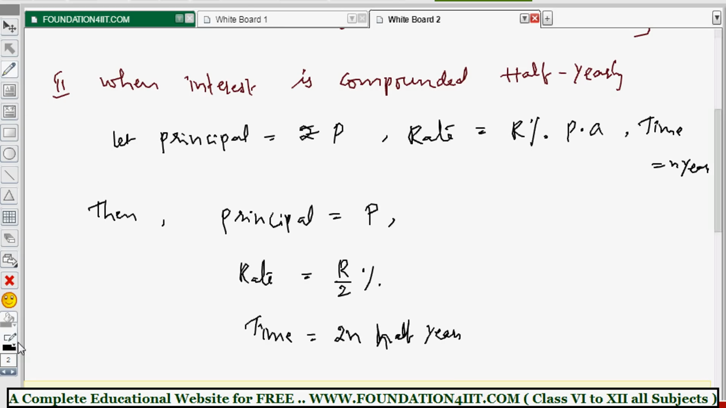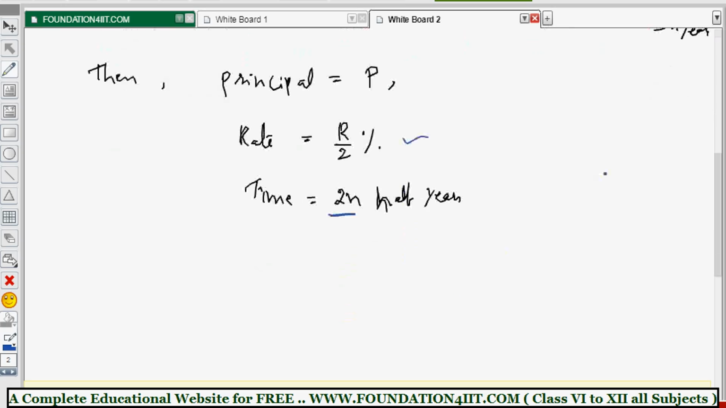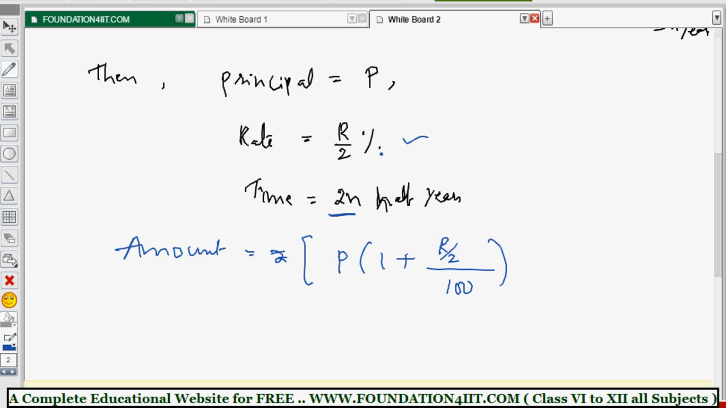If you observe carefully here, rate of interest is divided by 2 because half year, and time is multiplied by 2 because that many halves. If it is 6 years, 6 into 2, 12 half years will come. Just substitute in the formula. Then amount is equal to rupees P into 1 plus R by 2 by 100, the general formula 1 plus R by 100 whole power n. So in the place of rate of interest it is R by 2, to the power 2n because time is 2n.